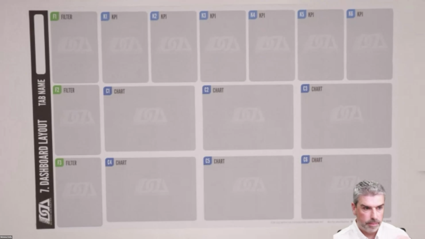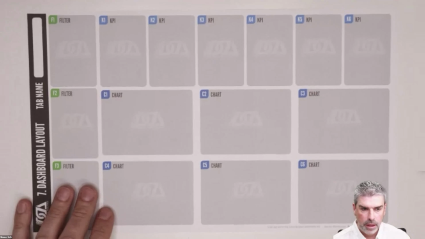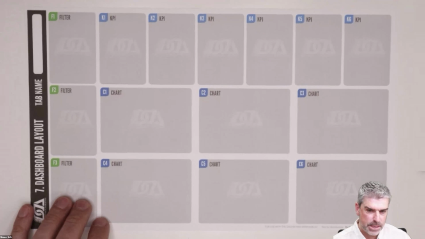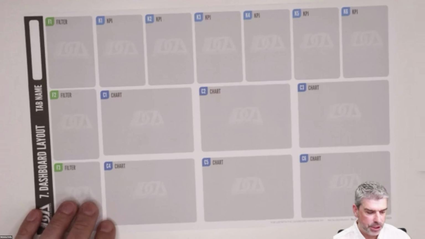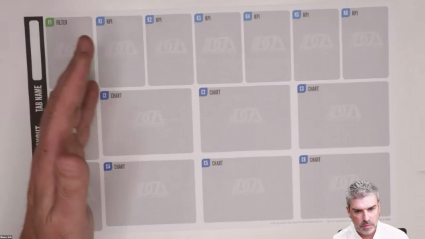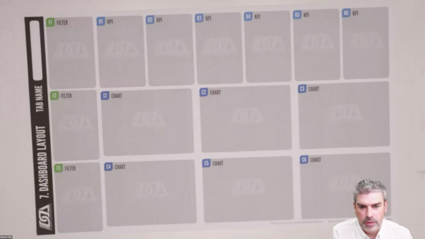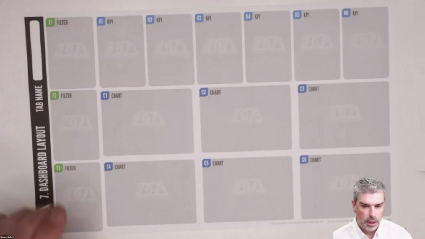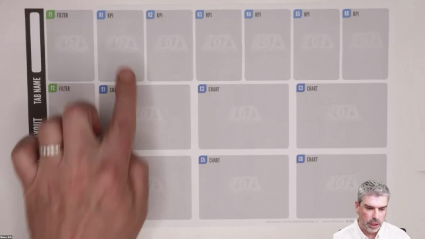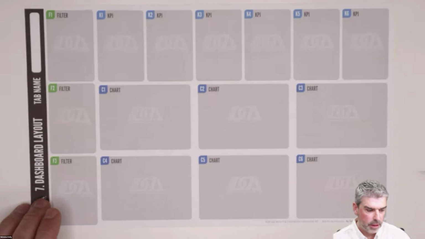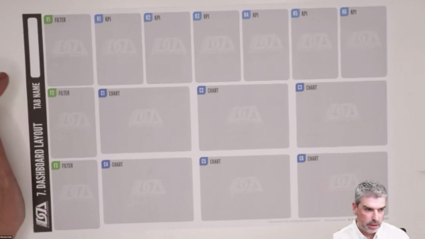Now, this one, you don't have to design the exact same way as this. But in this one, I tried to make provision for a widescreen format. So 1080p, in which case, you don't have to have your filters on the left. I like having the filters on the left. I give them a fairly pivotal role and function in a dashboard. And KPIs at the top, I got 6. And then I got 6 charts. We can write in our tab name here.